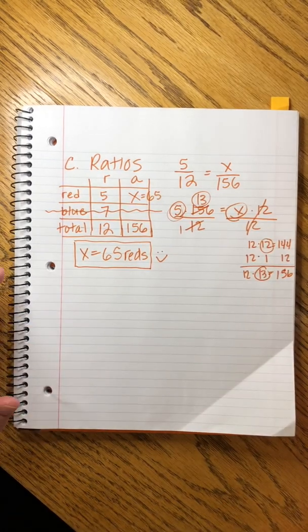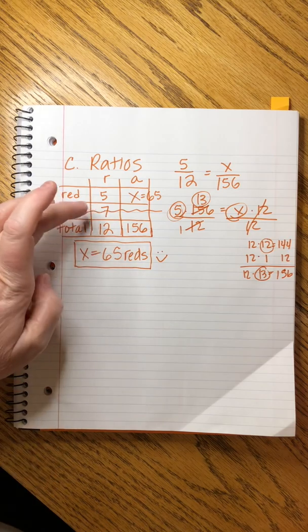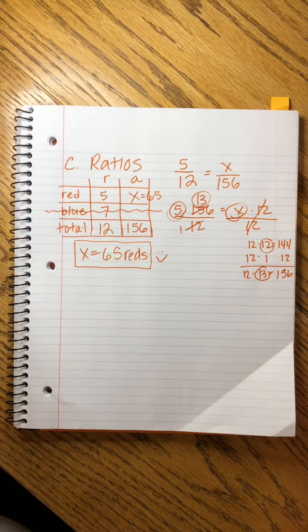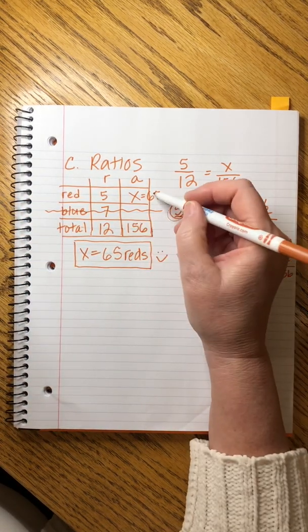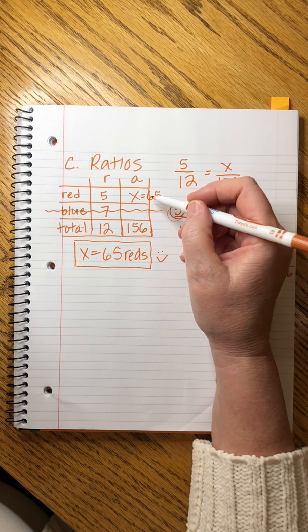Now, if we wanted to be super fancy, we could figure out how many blues now, couldn't we? Because 156 minus 65 would have to be it, and that would be what?